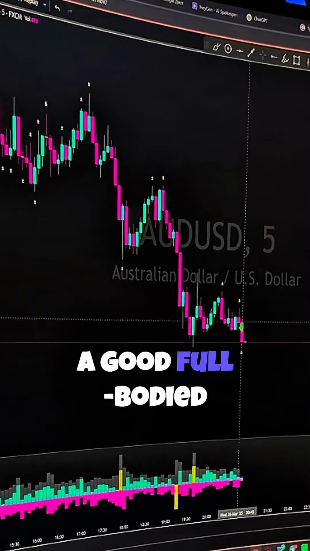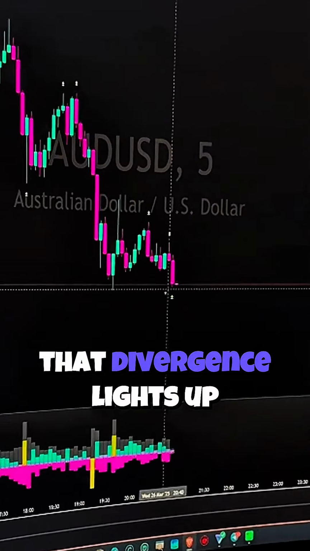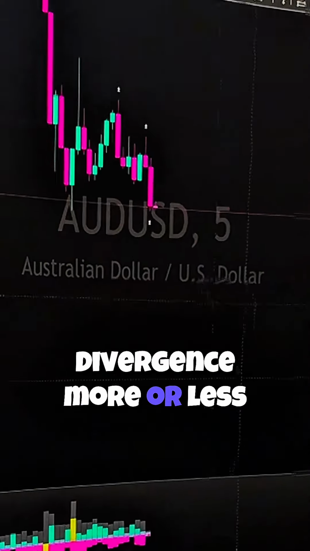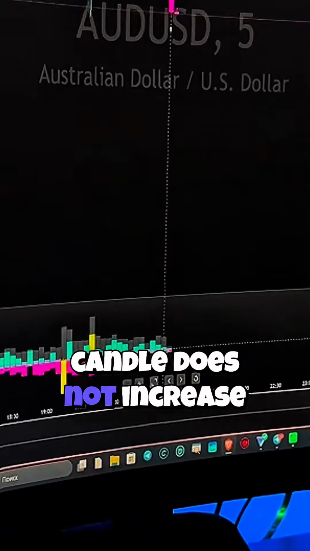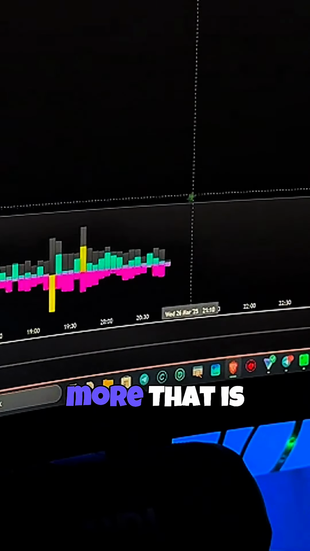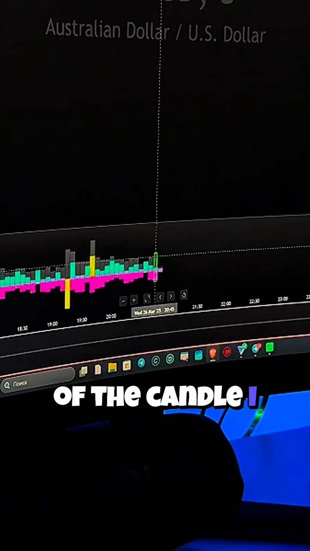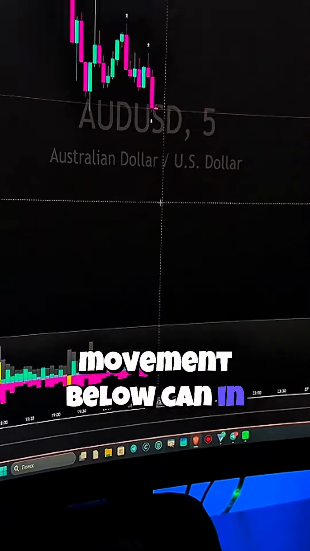We approach a good full-bodied candle. The only downside is that divergence lights up. Divergence more or less indicates that it is not a strong divergence. The buyer on this candle does not increase. The seller becomes slightly more. That is based on the volume of the candle. I can conclude that the movement below can, in principle, pass.